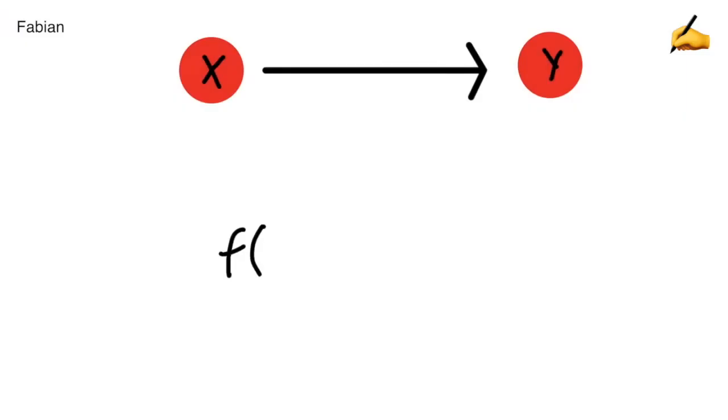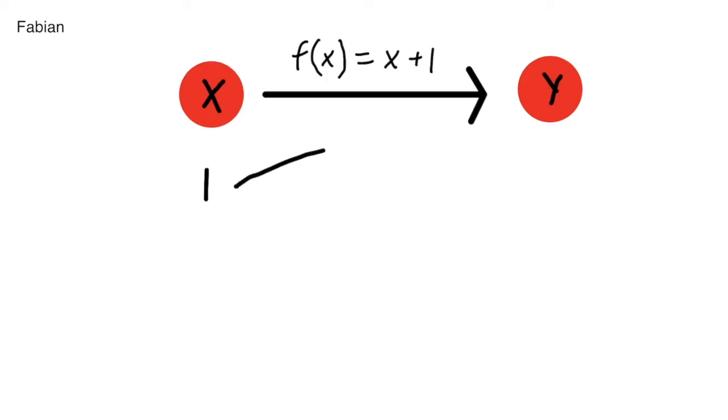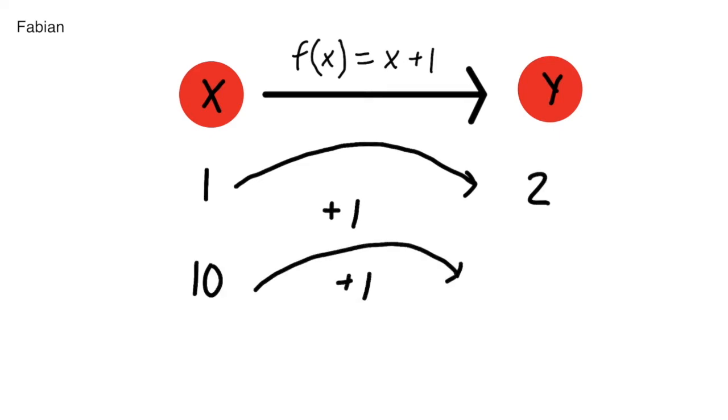Here's an example. Say you have the function f of x equals x plus 1. That essentially states that whatever value you plug into the function, substituting for x, the output will always be the input plus 1. If we substitute x for 1, the output will be 2. If we substitute x for 10, the output would be 11.